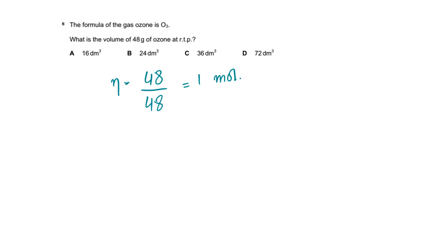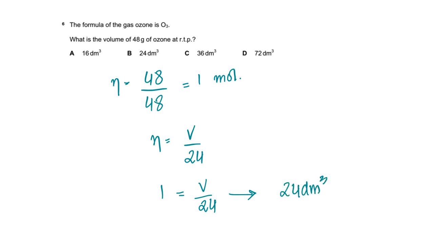Well, that's easy. Moles is equal to volume over 24 decimeter cube, right? And so it's 1 equals V over 24. I mean, I wouldn't even do this. It's just 1 mole is 24 decimeter cube. Right? 24 dm cube. And the answer is B. Right? Let's move on.